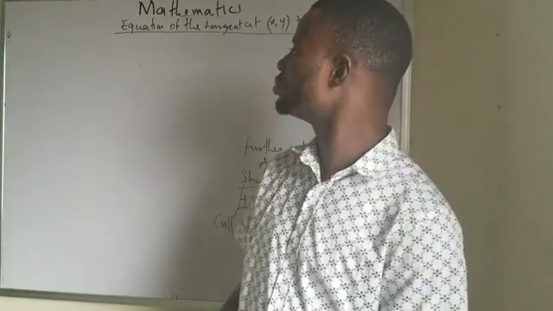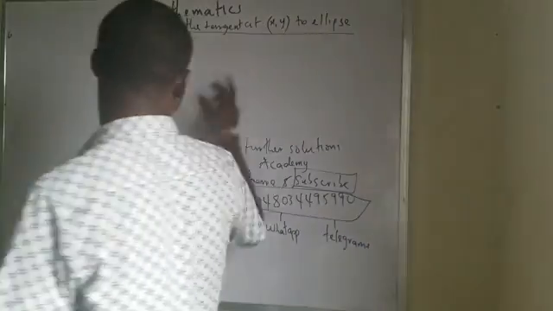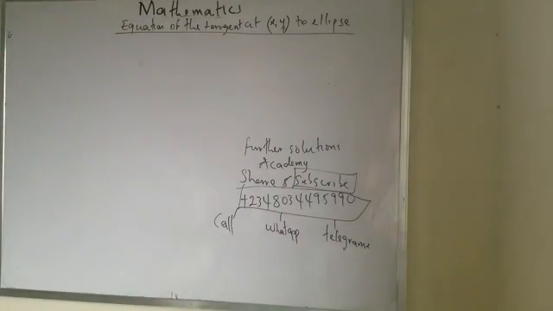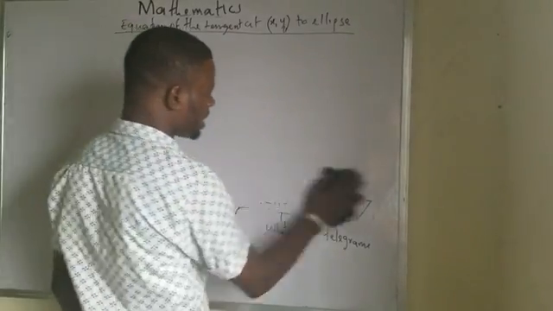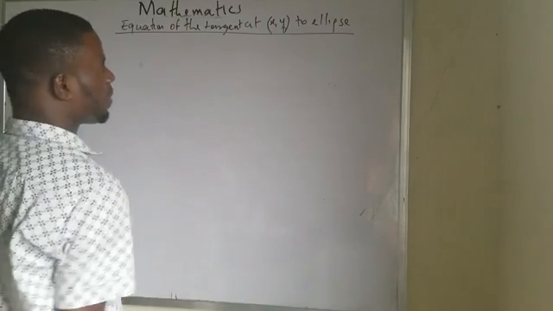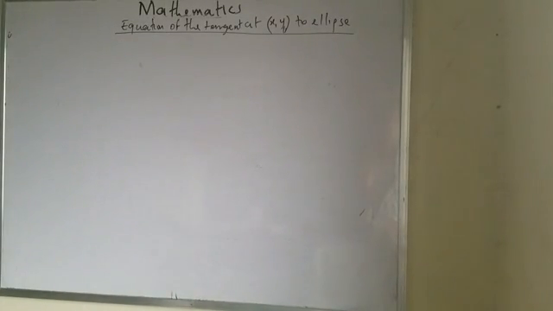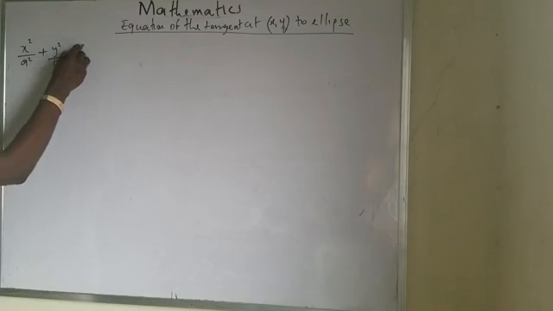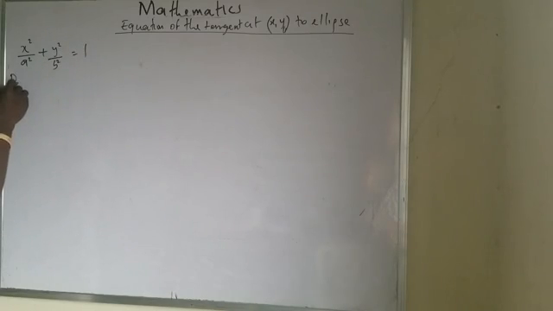I'll be walking you through the equation of the tangent at (x1, y1) to the ellipse. We are still on the ellipse, so I'm working on tangent and normal of the ellipse. When we talk about the ellipse, I will try to do one or two things here from our normal elementary calculus. We have done earlier that x squared over a squared plus y squared over b squared equals 1.